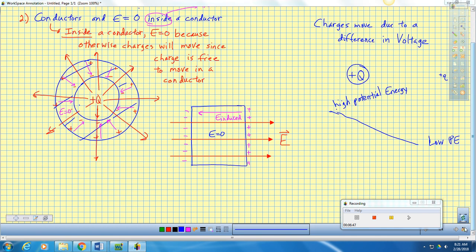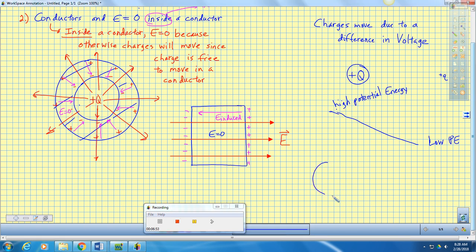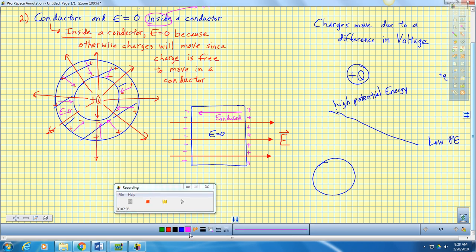So, if we're thinking about a conductor, what that does is it does kind of change things up a little bit. If you have a nice spherical conducting shape like this, and you believe this idea that conductors have to be equipotential surfaces, it explains why any excess charge on that conductor will evenly distribute itself around the outside of that conductor.